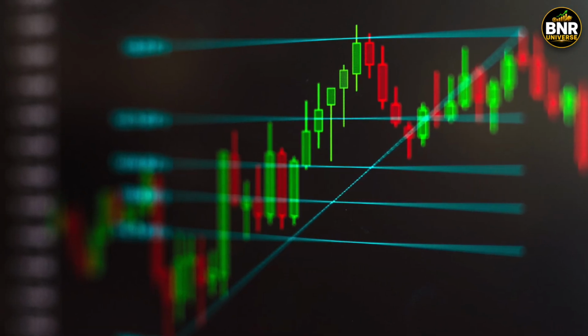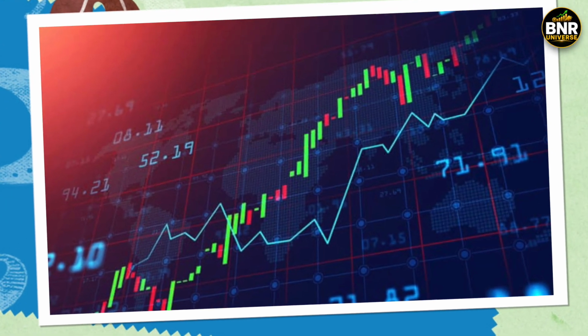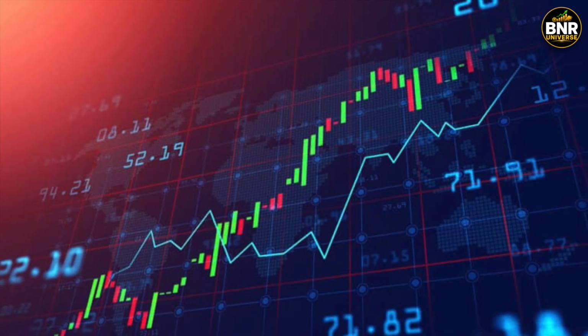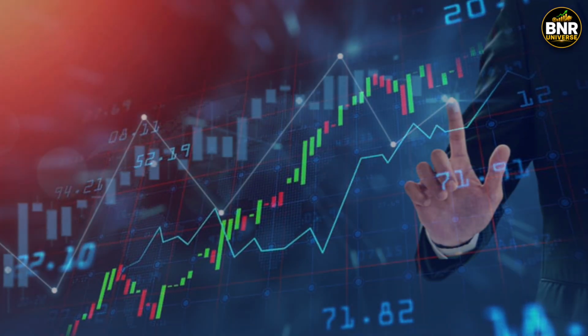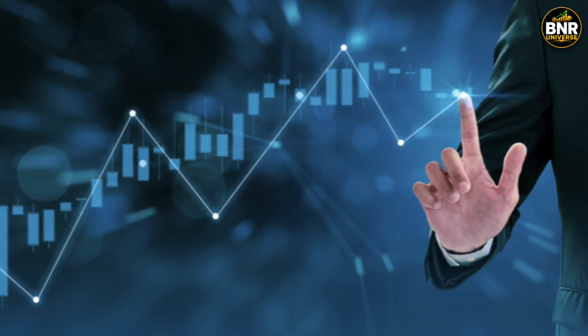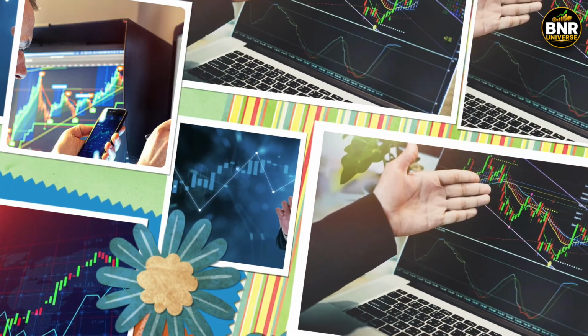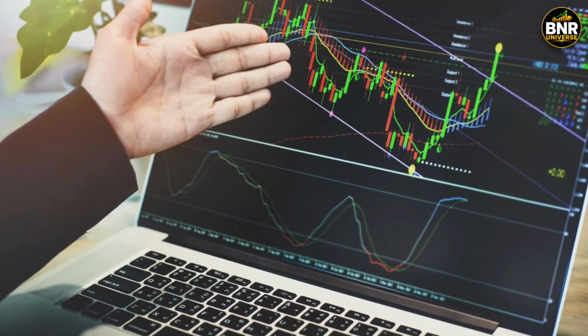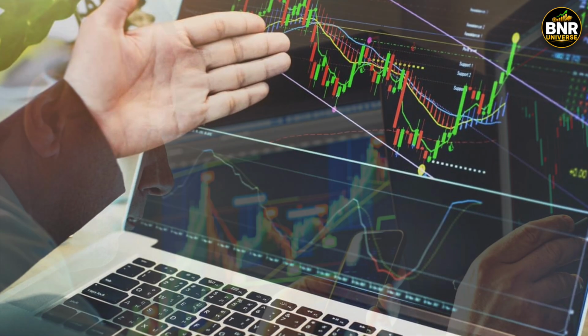Mistake number 3, ignoring trading volume. Volume confirms whether buyers or sellers are truly active. Mistake number 4, using too many indicators. Many beginners overload charts. Professional traders often keep charts simple. Price action is usually enough.